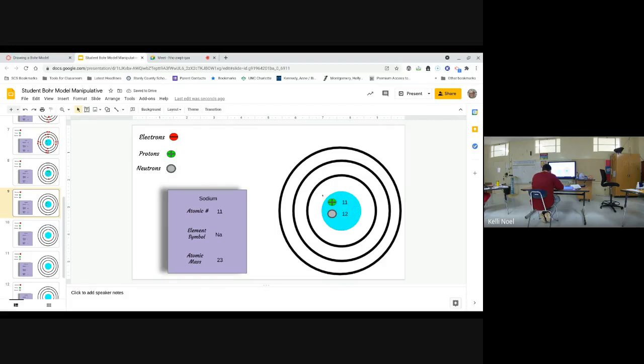This 11 is greater than 10, so I know that I'm going to have 2 on the first and 8 on the second.